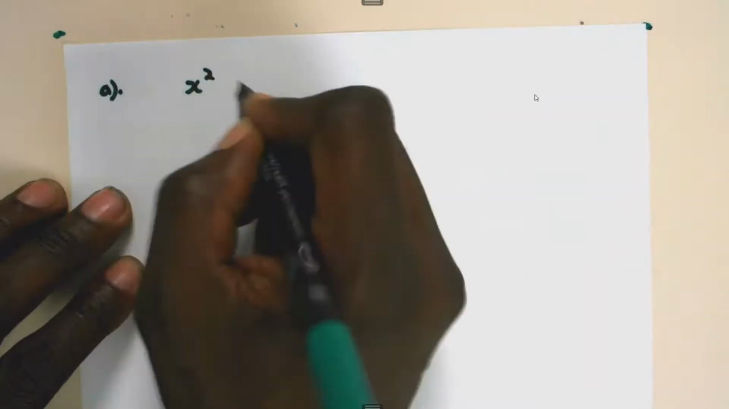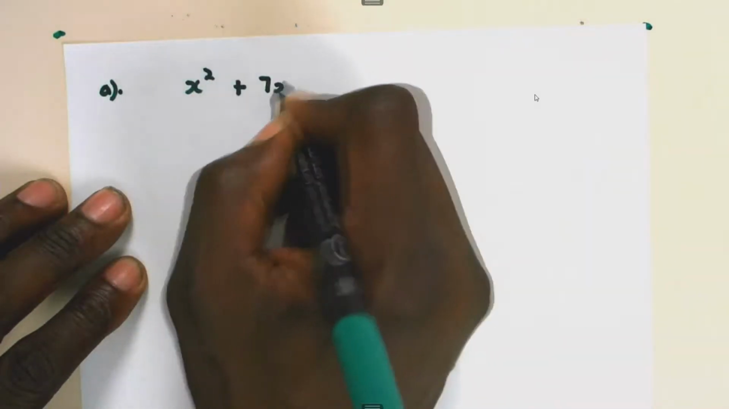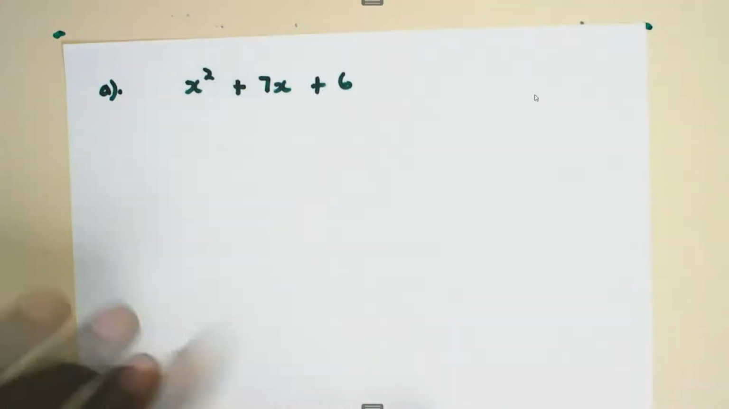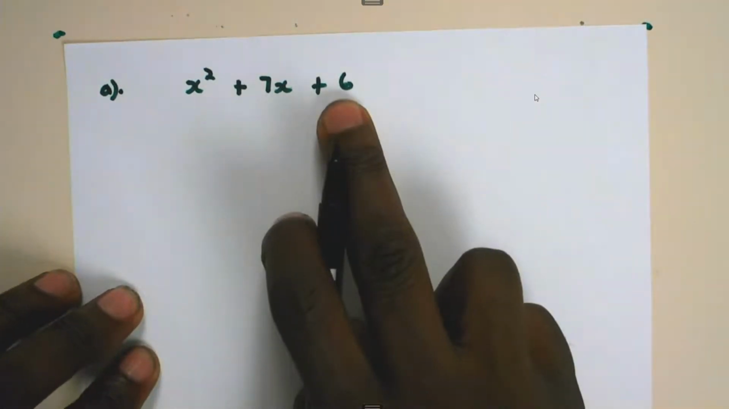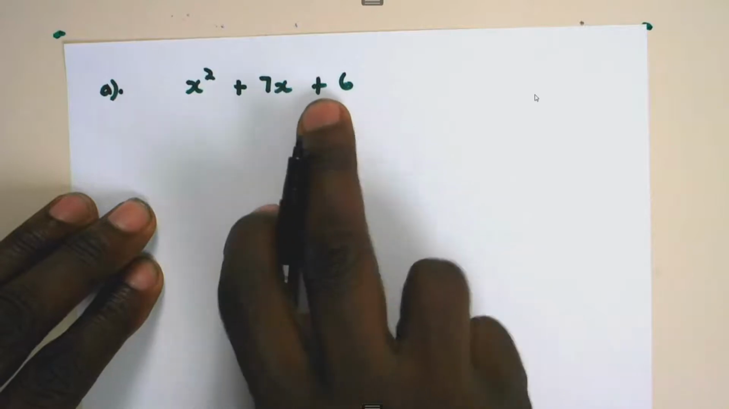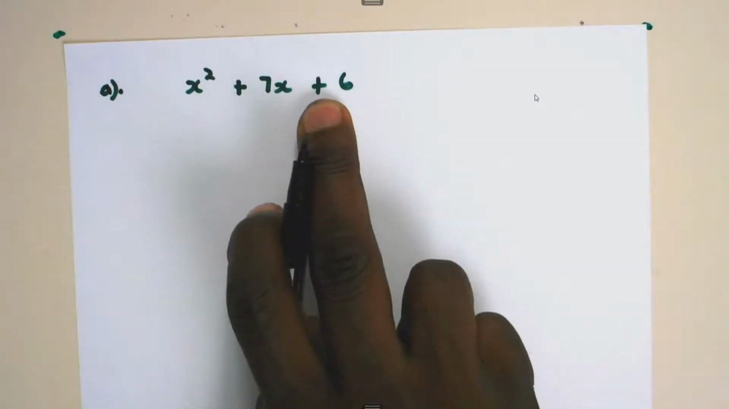Let's start with number 1. Number A is x squared plus 7x plus 6. With 6, we know the factors of 6. What are those numbers when you multiply them to give the product 6? The sign here means those factors have the same sign. When you add them, they must give you 7.